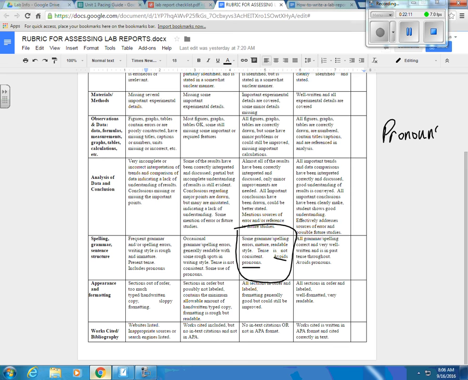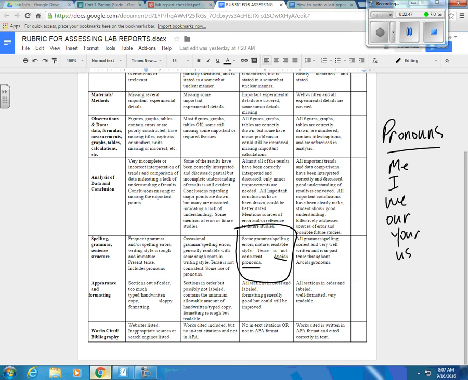So let's review what pronouns are. Me, I, we, our, your, us. It is not "we did this." It is not "we measured the percent sugar." It is "the percent sugar was measured," or "the percent sugar was calculated." The volume was measured. It's not "I measured the density" or "I calculated the percent error." It's "percent error was calculated."